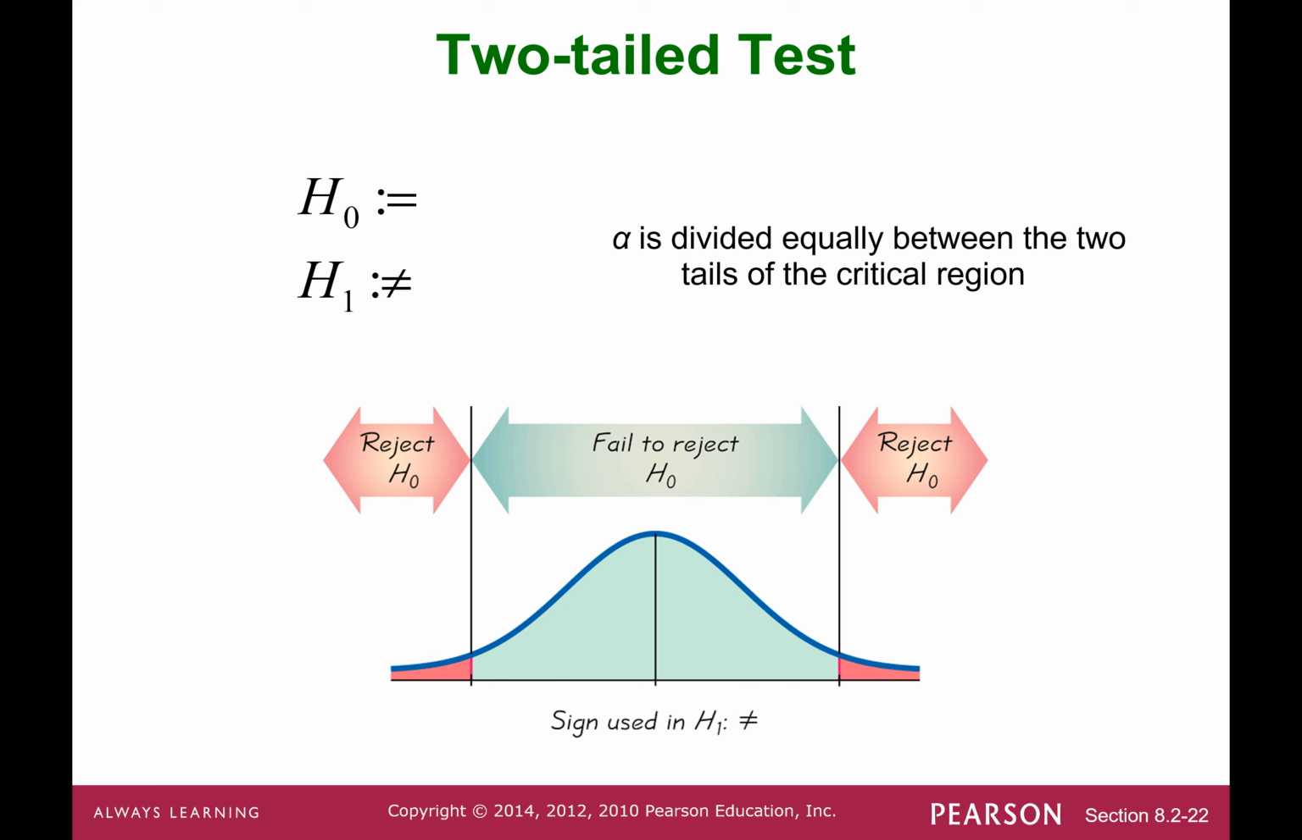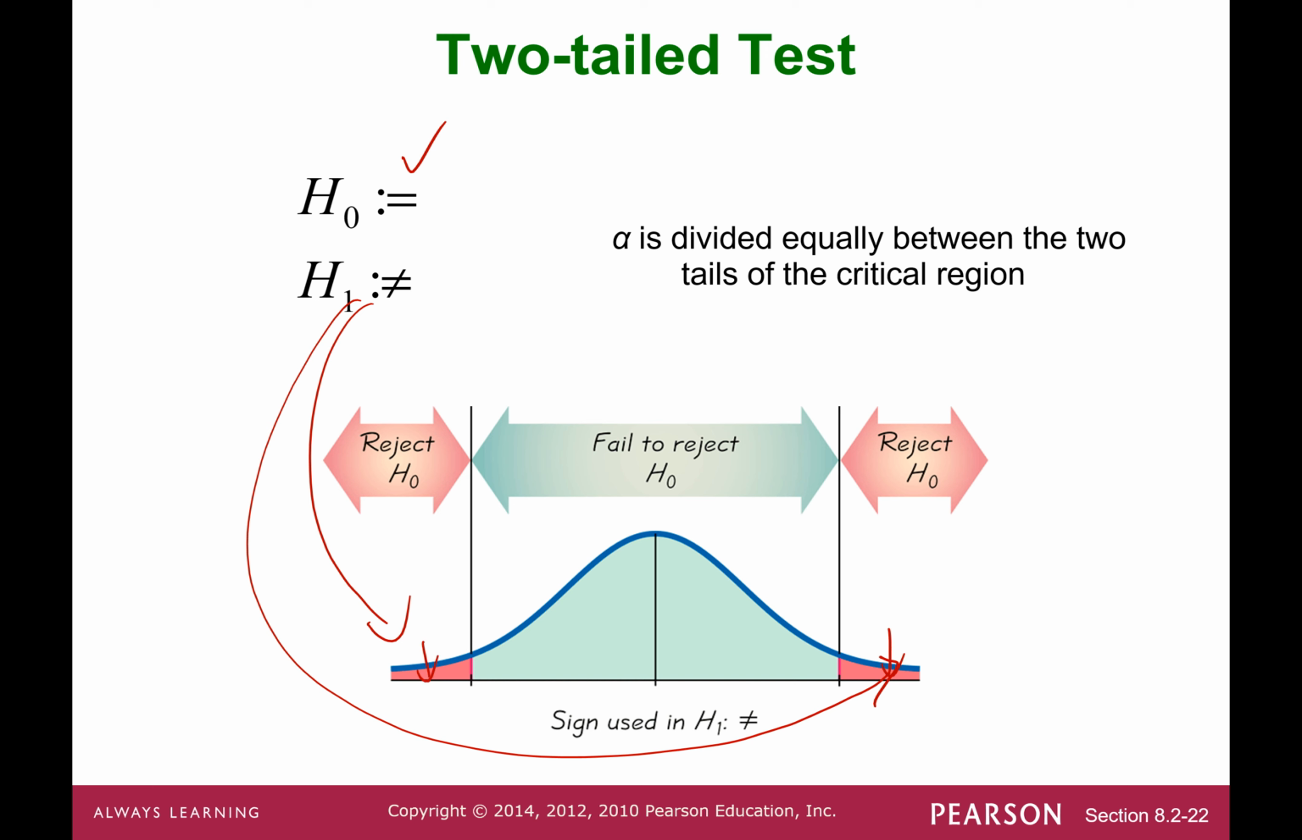H0 always has an equal sign; H1 not equal to means it's two-tail. So this indicates two tails. And if the test statistic falls in either region, the left tail or the right tail, then we reject H0. So those two tails are the rejection region. You can call it the critical region or the rejection region.